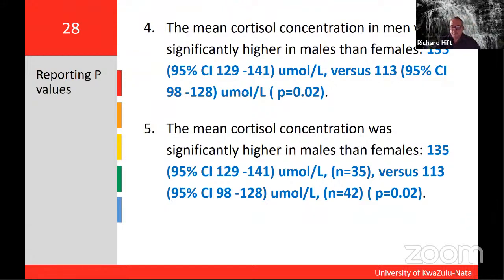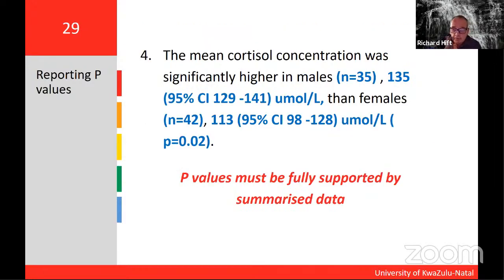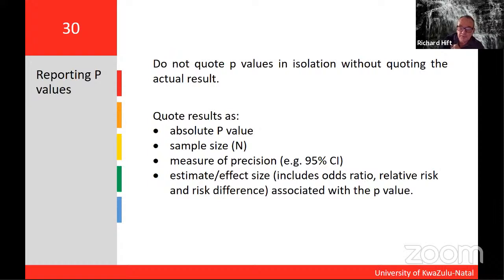And then to keep them completely happy, you would have to add one more thing, and that's the group size in each case. N equals 35 or N equals 42. So in summary, p-values must be fully supported by summarized data: means, confidence intervals, sample size, and not just the p-value.